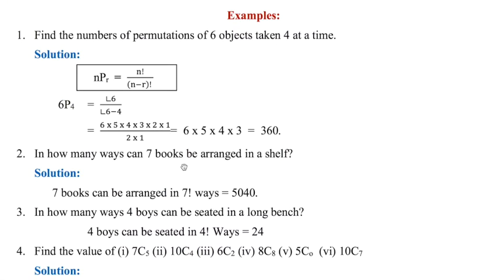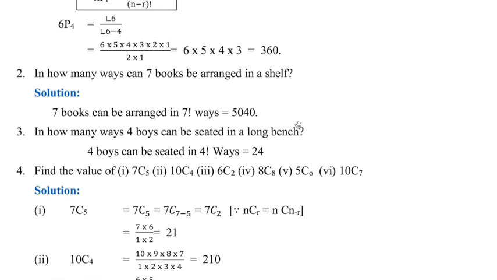Right. Let's see some examples. Find the number of permutations of 6 objects taken 4 at a time. Apply the formula, 6P4, 6 factorial by (6 minus 4) factorial, nothing but 6 into 5 into 4 into 3, that is 360. 3 into 4 is 12, 12 into 5 is 60, 60 into 6 is 360.